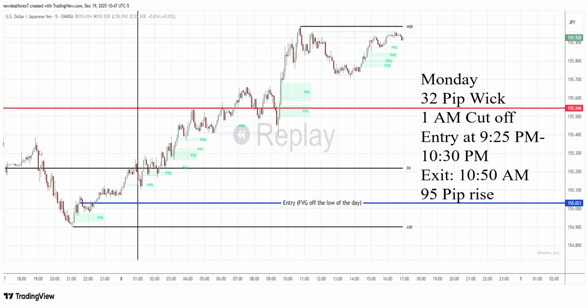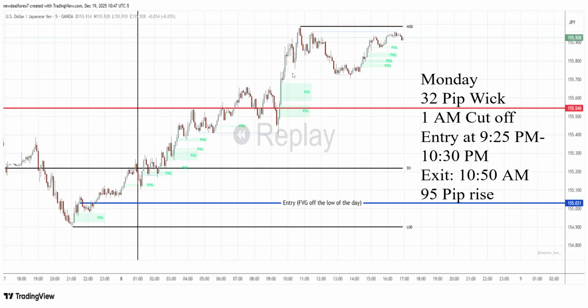So we see price opened, went down, and created a first fair value gap. The first fair value gap is going to be one of the most important. How does price react off the first gap, off the low of the day? For example, say a 1 a.m. cutoff. Let's say I stopped trading at 1. The best entry would have been around 9:25 p.m. to 10:30 p.m. Plenty of time because price consolidated right here near the gap before taking off.